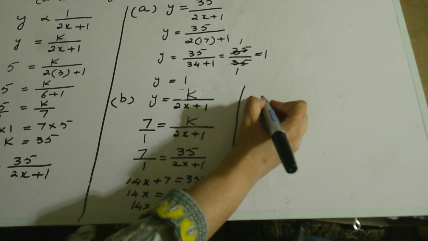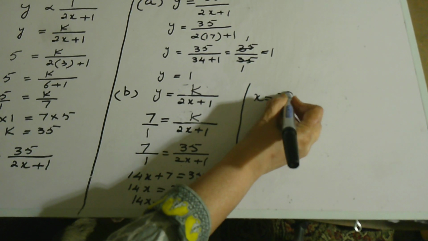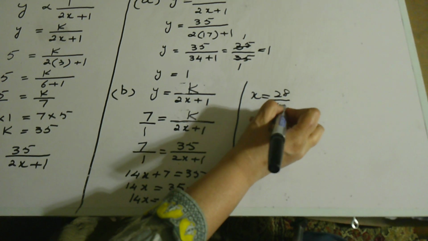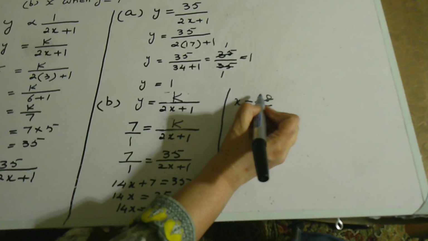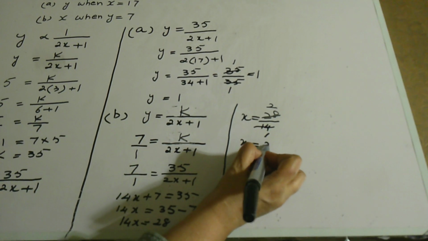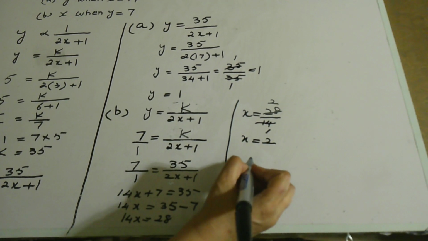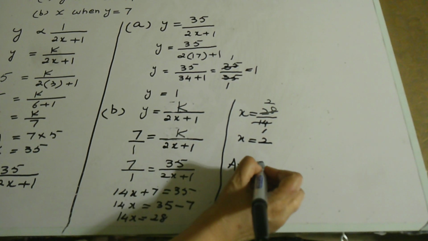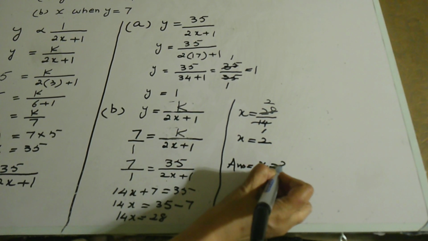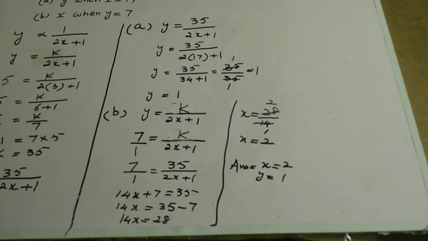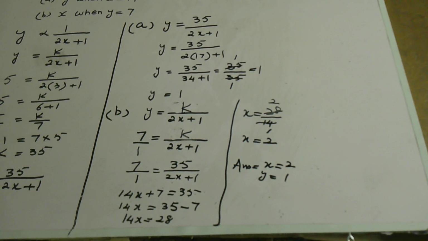So x is equal to 28 over 14. 14 times 1 is 14 and 14 times 2 is 28. So x is equal to 2. So the answer is x is equal to 2 and y is equal to 1. This is called the inverse proportion.